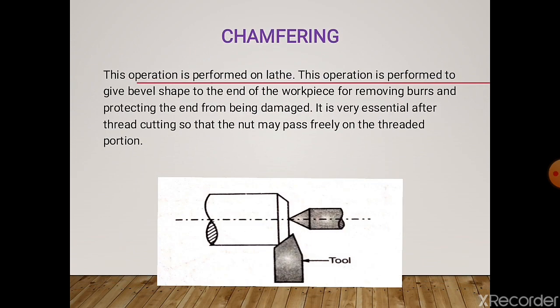Next operation is chamfering. This operation is performed on the lathe. It is performed to give a bevel shape to the end of the workpiece for removing burrs and protecting the end from being damaged. It is very essential after thread cutting so that the nut may pass freely on the threaded portion. This figure shows the chamfering operation.